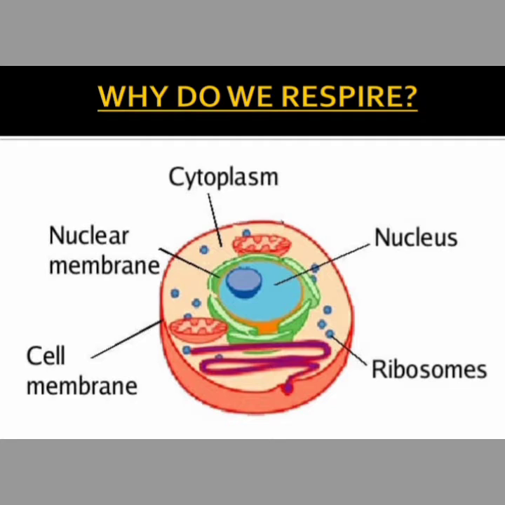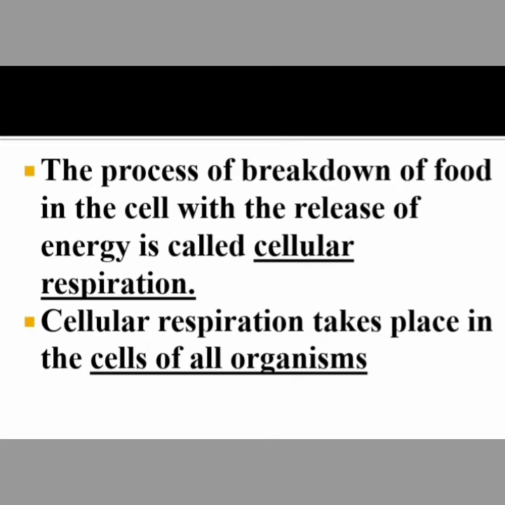So what happens during breathing? Normally you are breathing now. We breathe in air, and you know that air contains oxygen. We breathe out air which is rich in carbon dioxide, isn't it? The air we breathe in is transported to all parts of the body and ultimately to each cell. So in the cell what happens? Oxygen in the air helps in the breakdown of food. The process of breakdown of food in the cell with the release of energy is called cellular respiration.